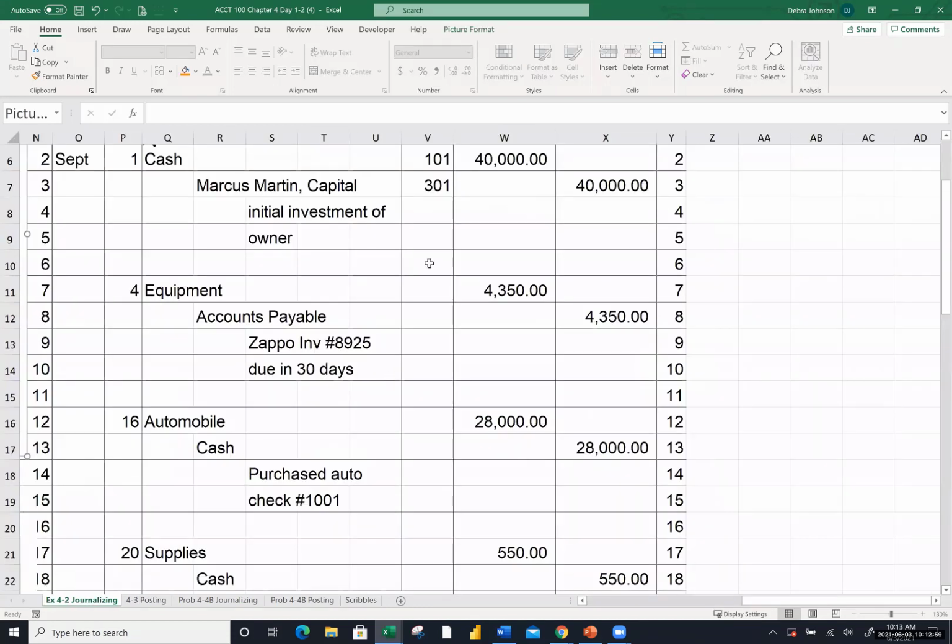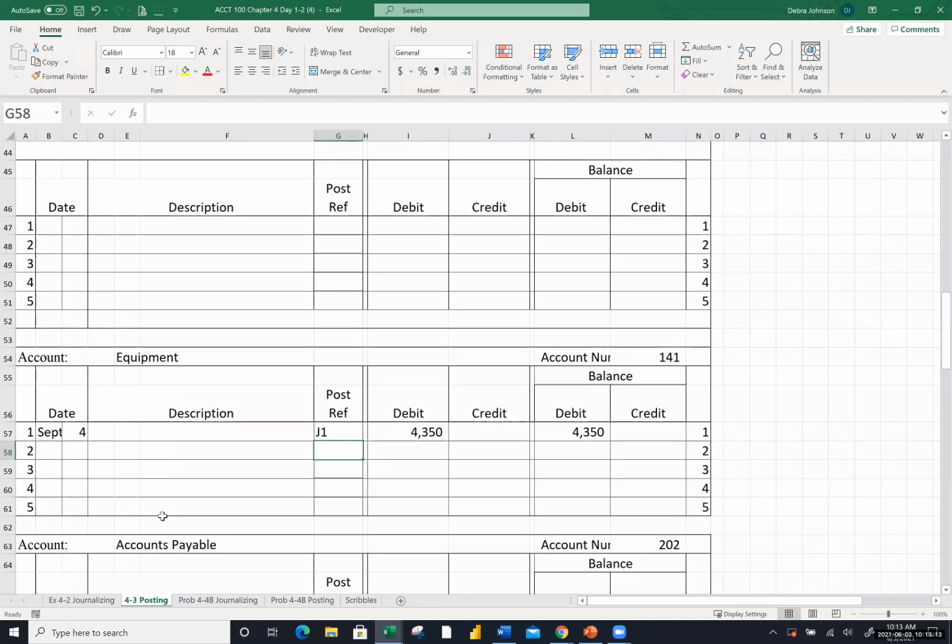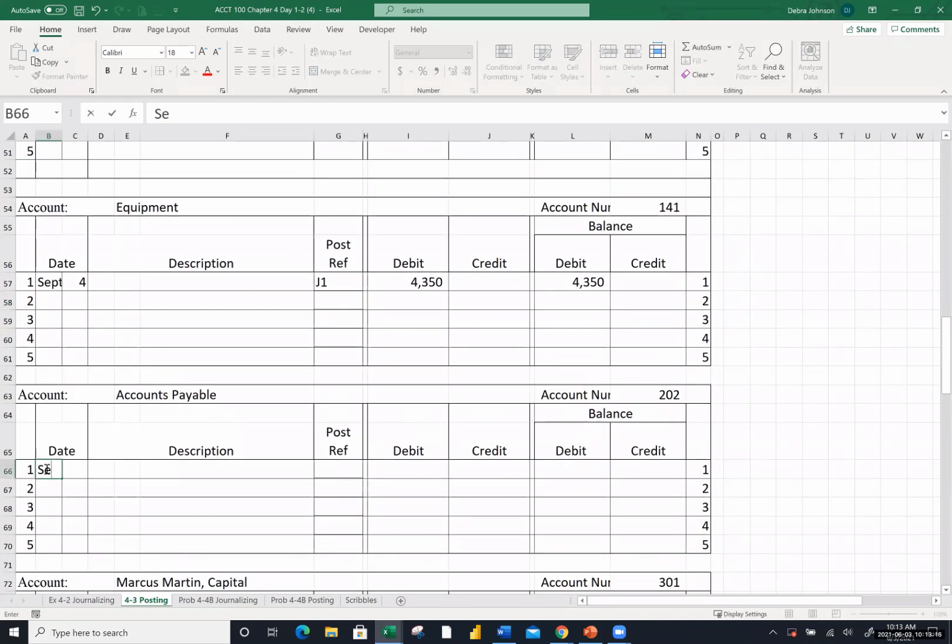So back over to here, enter in the account 141 for equipment. And now I'm looking for accounts payable. I know that's going to be in the 200 series because it's a liability. So here's accounts payable, drop in my date, drop in my amount. It is a credit. We credited accounts payable, and it now has a credit balance of 4350. I'm going to cross-reference. This came from the journal, page 1.